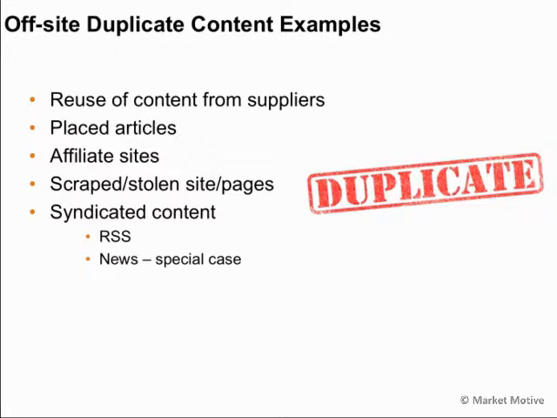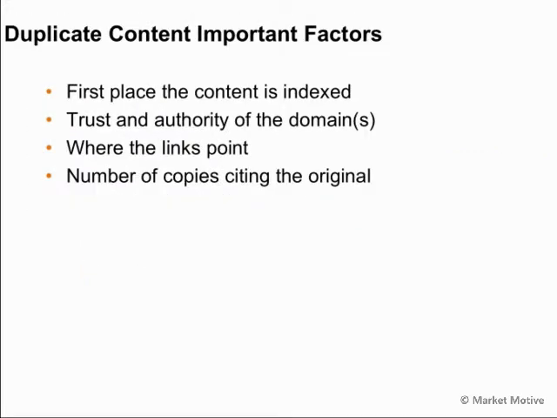RSS is generally one of the biggest duplicate content culprits for scrapers, and then there's special cases with news as well. So before I talk about the specific offsite duplicate content examples, I just want to give some of the important factors that will influence the offsite duplicate content. The first is the place that the content is placed or indexed. If I publish an article on Moz.com, but then I put it on Market Motive and it gets indexed at marketmotive.com first, then it's going to be given credit at marketmotive.com.